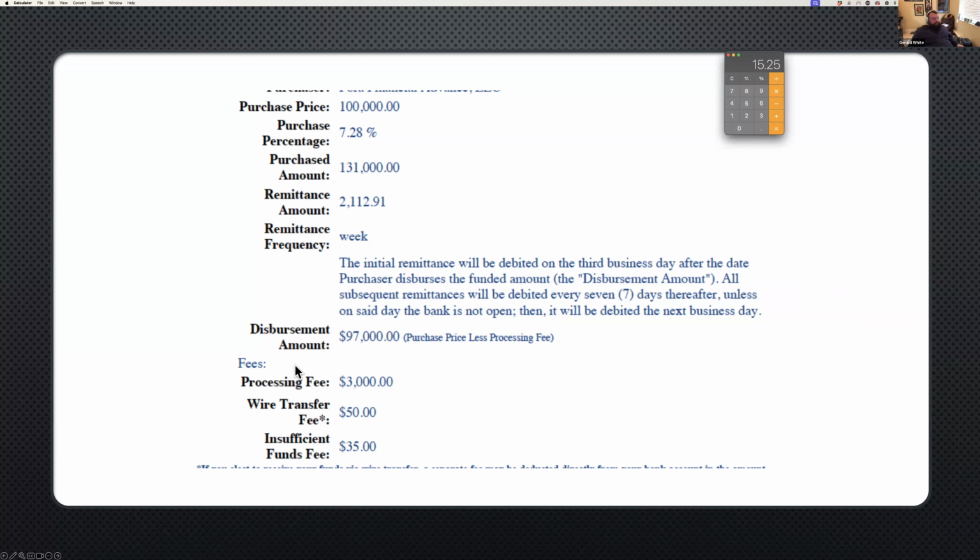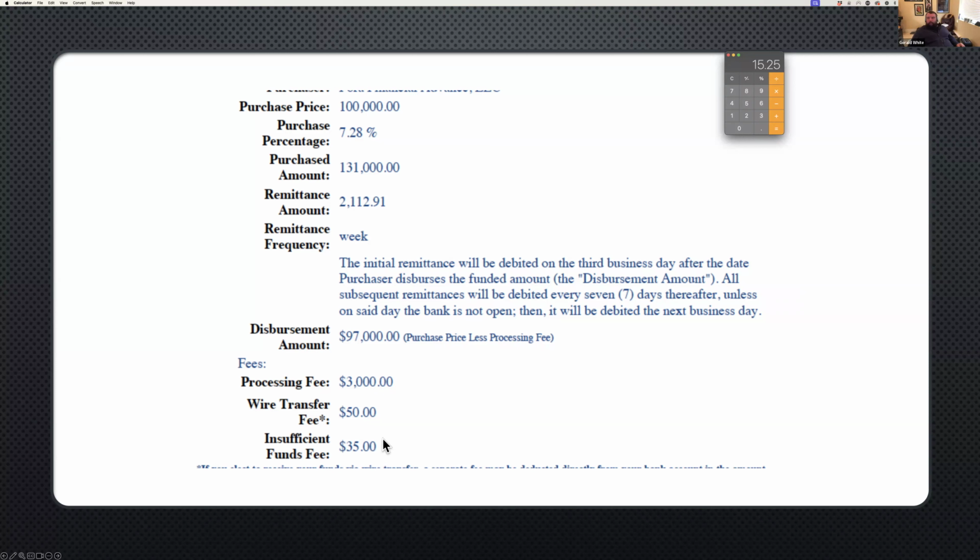You can also see on this, there's some other information. They're talking about what happens if it's on a holiday, and there's some fees. The merchant's taking a $3,000, or 3%, processing fee. So the $97,000 is what the merchant's going to net. And then there's a wire transfer fee and an insufficient funds fee.